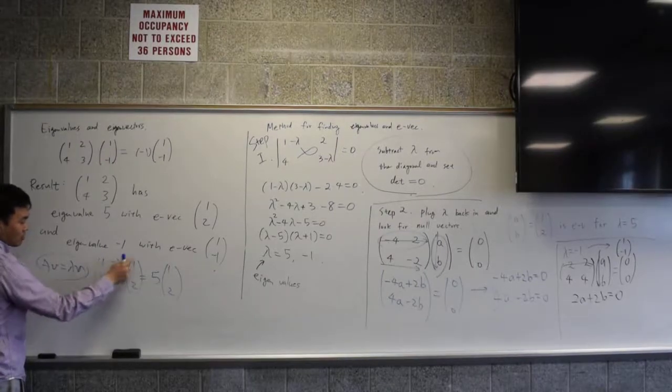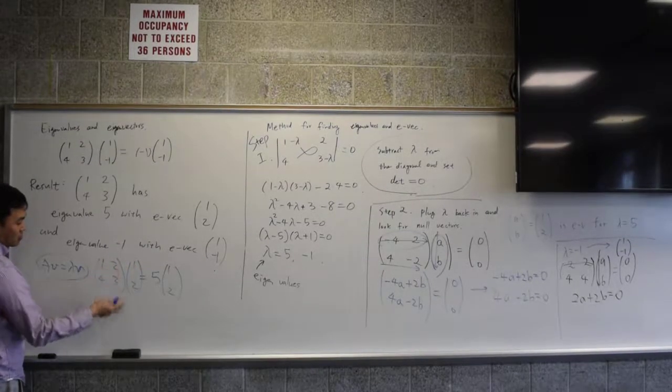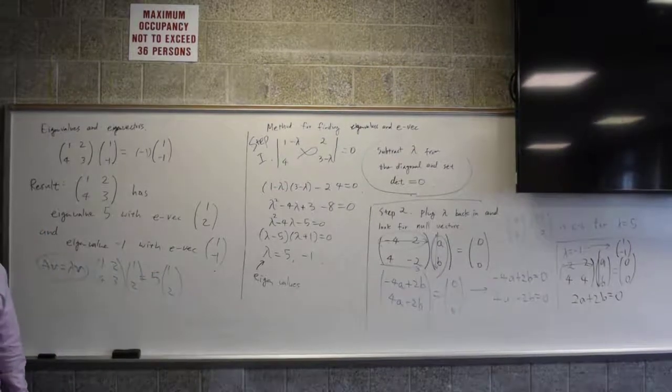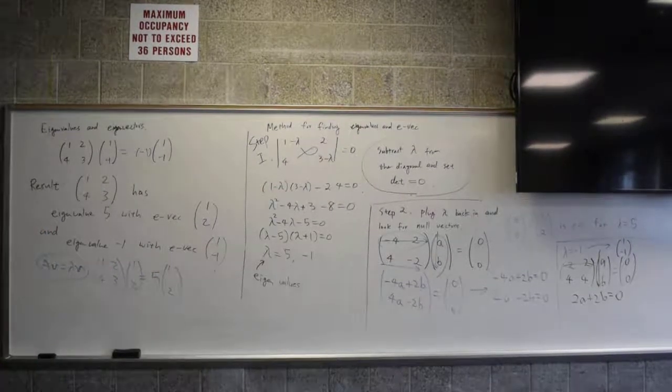Across and down, you get 4 times 1 plus 3 times 2, that's 4 plus 6, which is 10. 5 times 2 is 10. So they do work. Those are the steps you take in order to get the eigenvectors and eigenvalues.